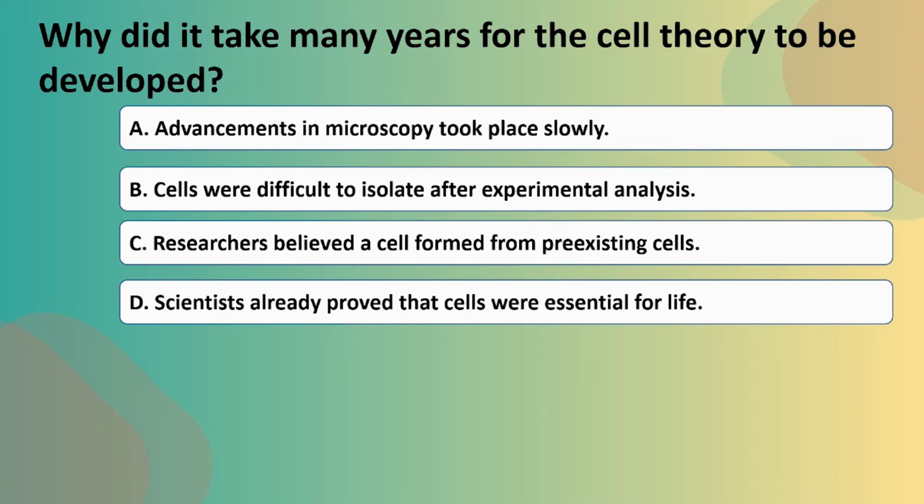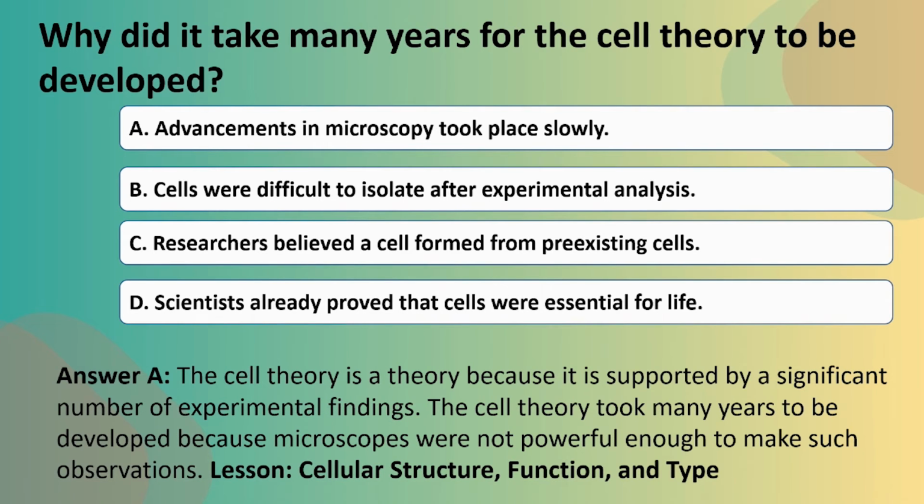So remembering that Robert Hooke actually discovered the first cells in the mid-18th century, our answer option for this one is going to be A. Cell theory is a theory because it is supported by a significant number of experimental findings, but it took many years to be developed because microscopes were actually not powerful enough to make such observations.